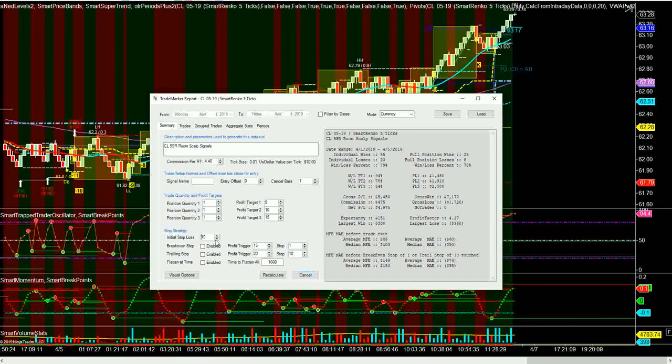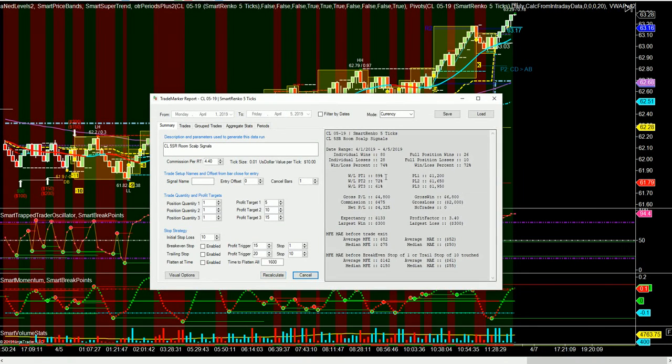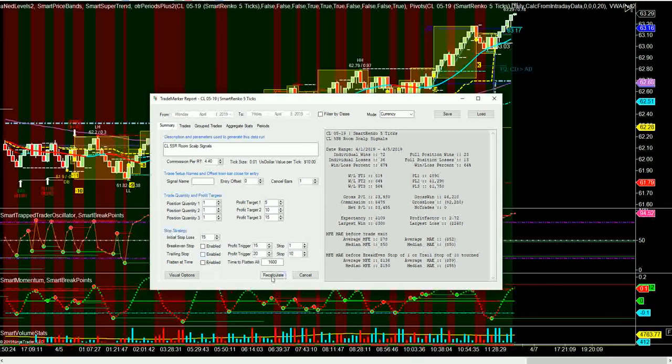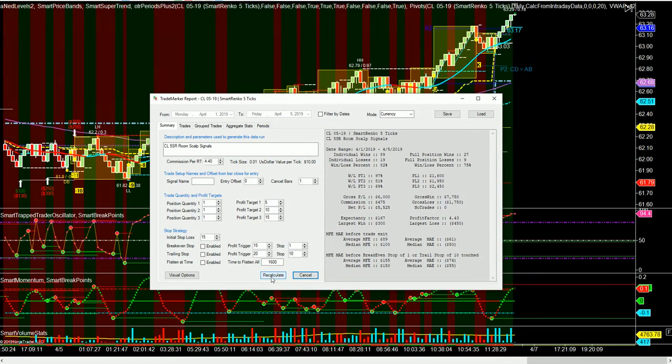You knock it down to say 10. I don't recommend that you do that, but it's still 89% at 10 ticks of risk on this particular test. Why would I set this thing all the way up to 15? Well, because I like that high win percentage.